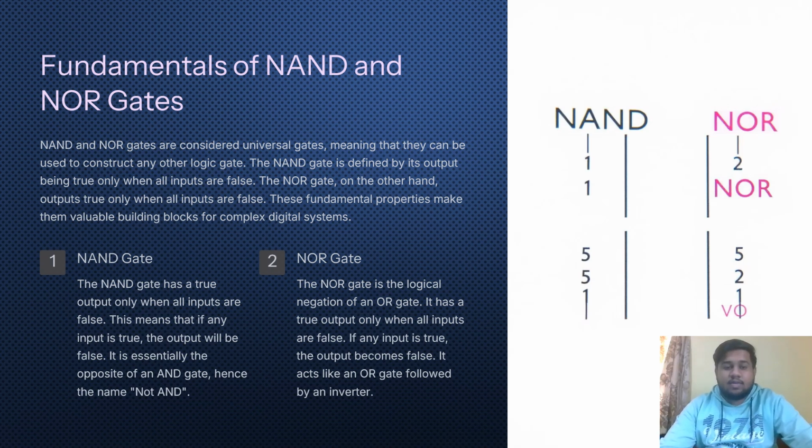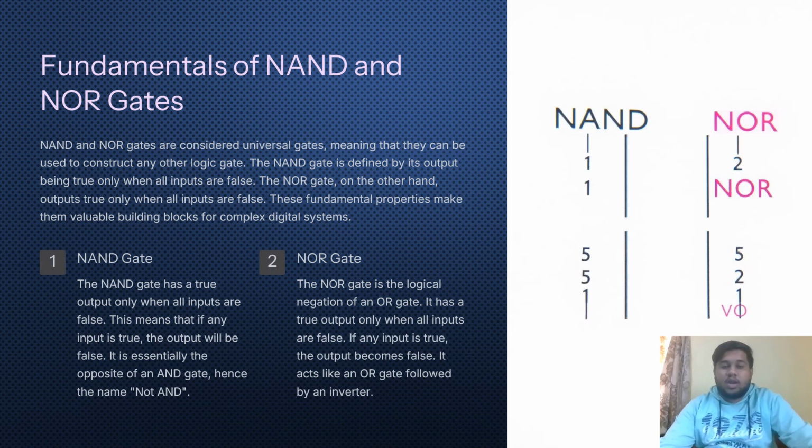NAND gate has a true output only when all inputs are false. This means that if any input is true, then the output will be false. It is essentially the opposite of an AND gate. Hence the name, NOT AND.